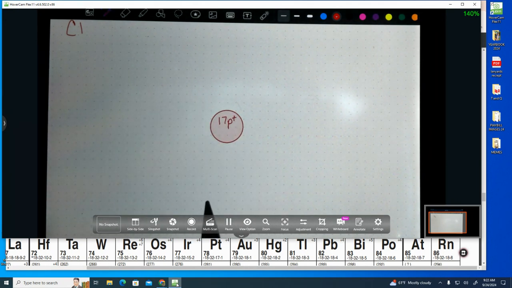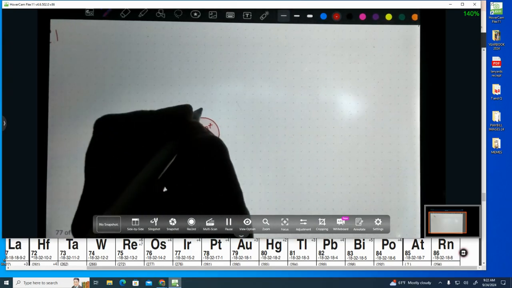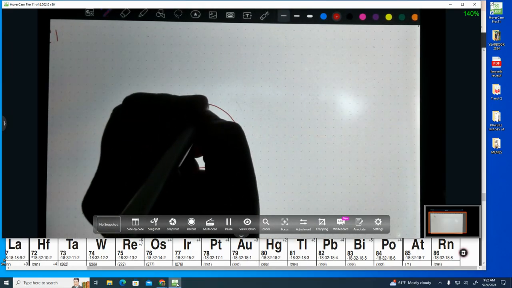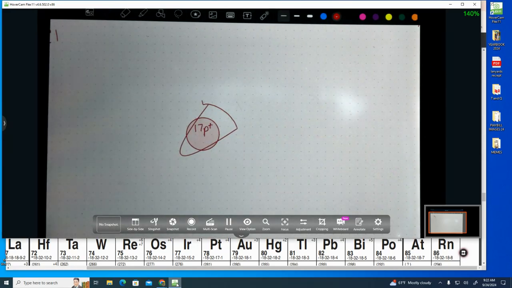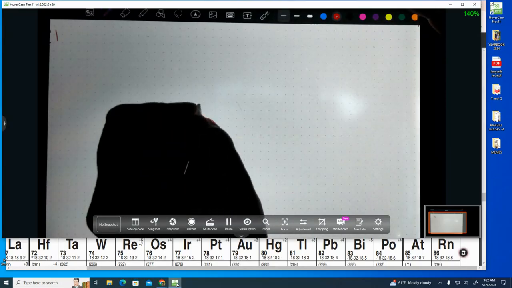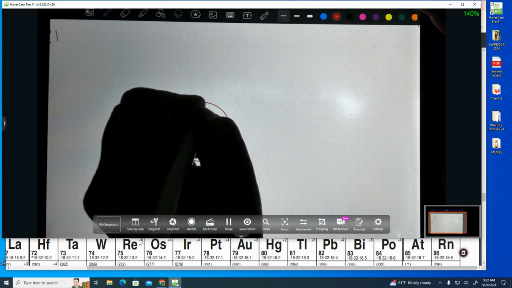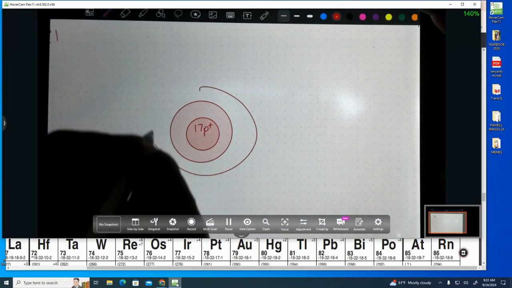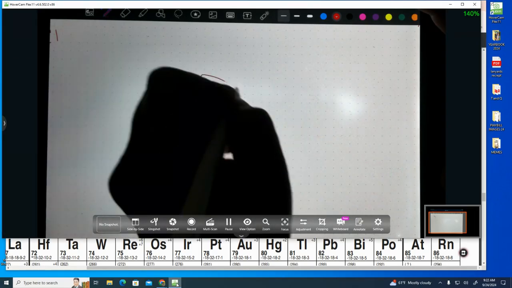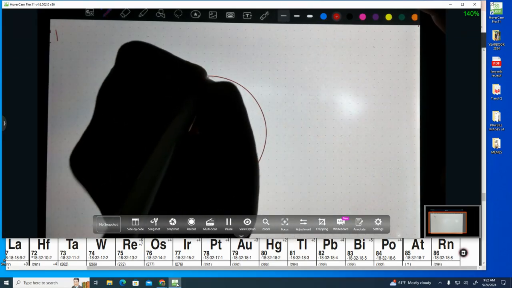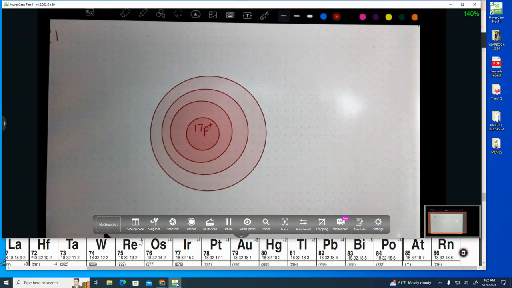Also, we learned yesterday that we have these rings called energy levels, and these energy levels are what Bohr described. Ooh, look at that fancy shape that it made. It looks like a pizza pie. How many energy levels are around the chlorine?